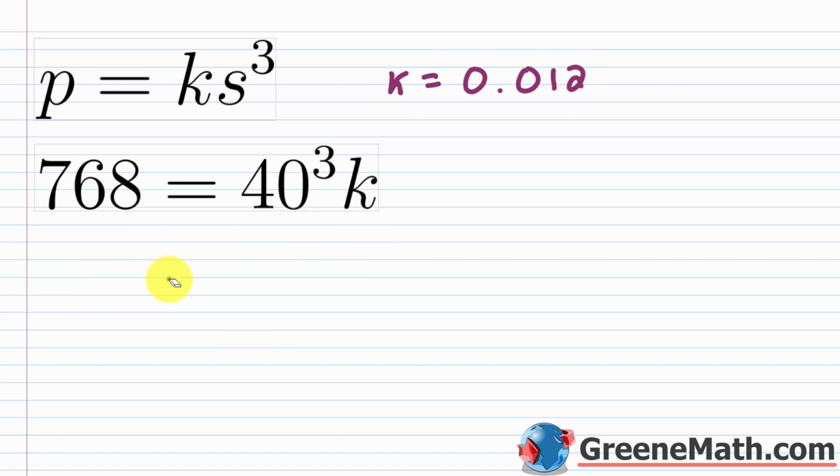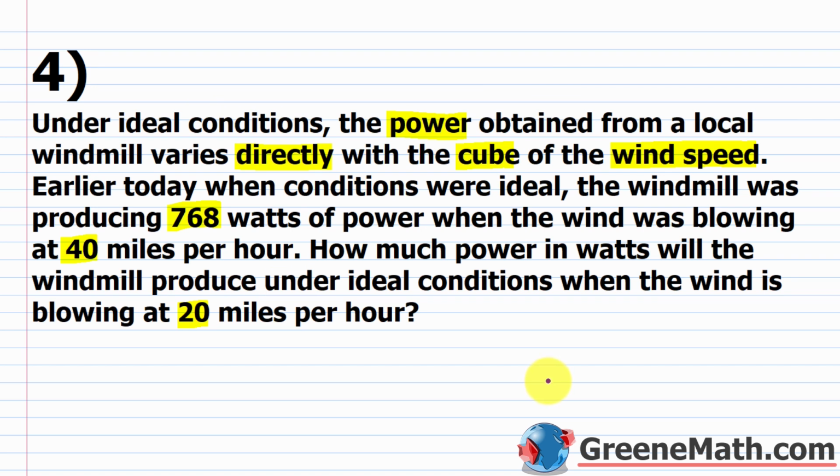So once we have that, we just update our model. So we'll say P, the power produced, again, this is going to be in watts, is equal to K. So that's going to be 0.012, and then times whatever S is, whatever that wind speed is, cubed. So let me go back up, and we're looking for how much power in watts will the windmill produce under ideal conditions when the wind is blowing at 20 miles per hour.